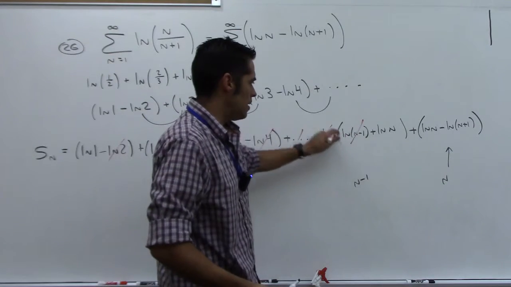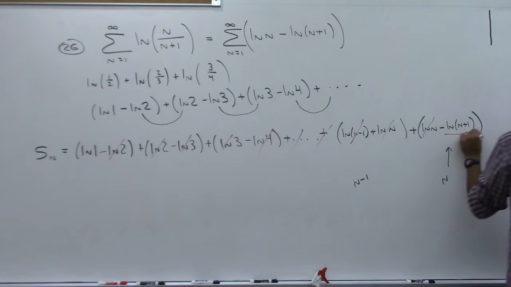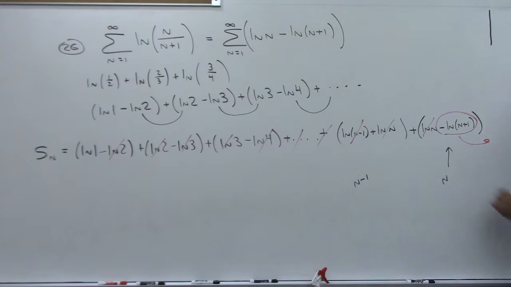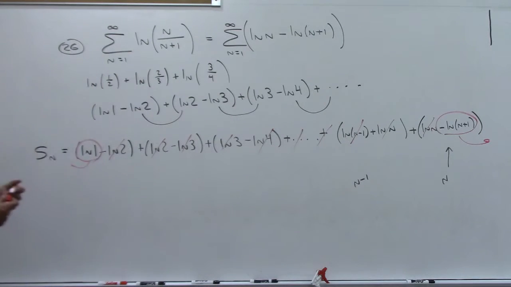So the one right in front of this would cancel. This one should cancel with this. This one doesn't have anything over here. There's nothing over here for it to cancel with, so it stays. Natural log of 1 has nothing to cancel it because there's nothing in front of it.